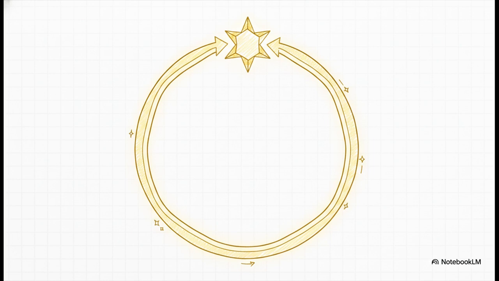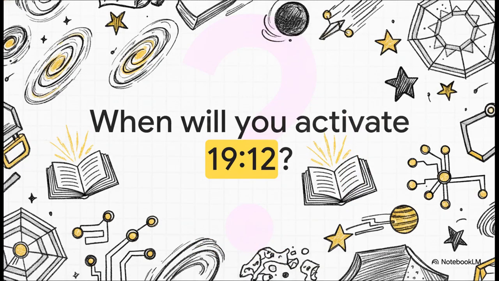The mathematical circuit is closed. This framework takes reading from passive historical consumption and turns it into an active cosmic operation. So I have to ask you, when will you activate 1912? When will you take the book with strength and become the living circuit? The field executes. The light is conserved. The return completes. Alhamdulillah. Allahu Akbar.